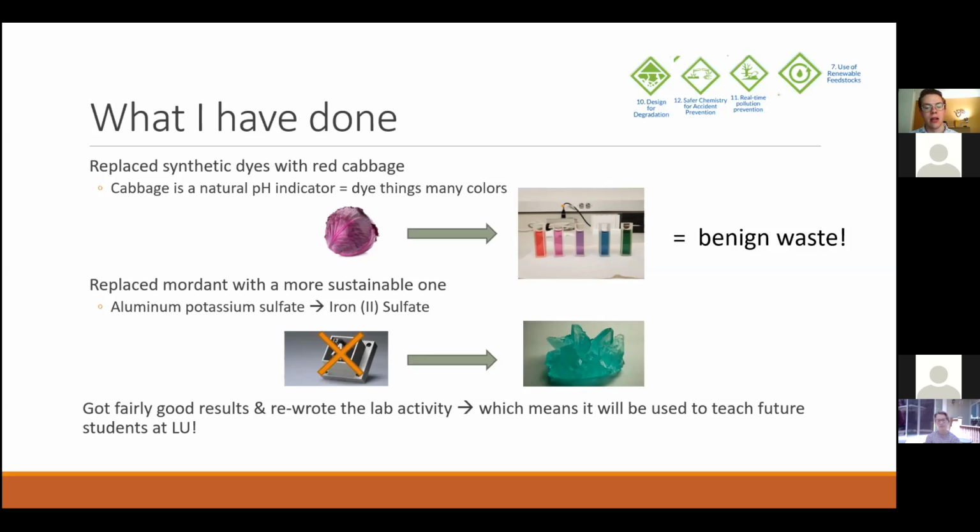It dyes fairly well. And so using all of this so far, I rewrote the lab activity to include basically just the method. The theory could stay pretty much the same, but I could also now include this new section about pH, given that red cabbage is a pH indicator. And so this means that this lab activity will be used to teach future students at LU, which I think is pretty cool.